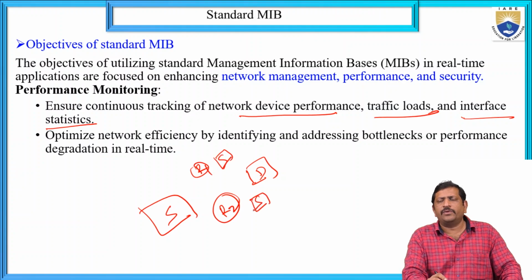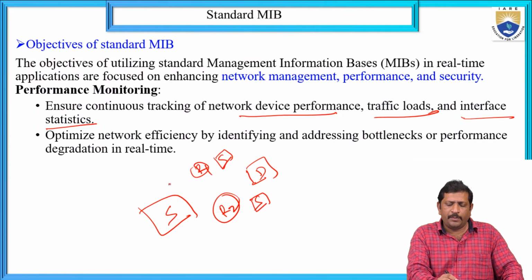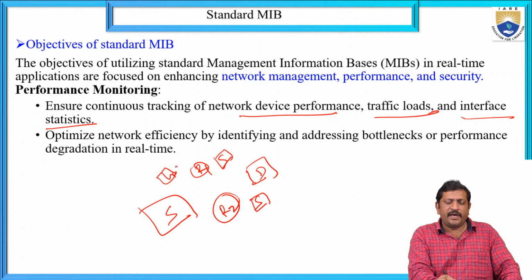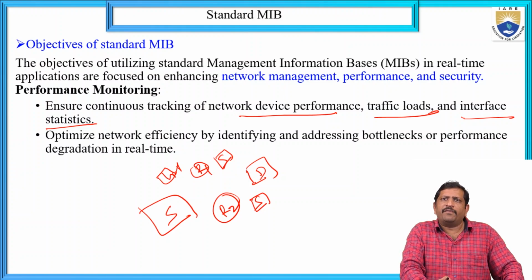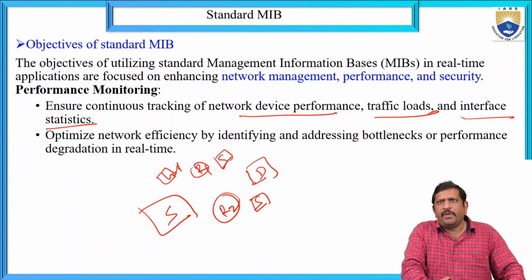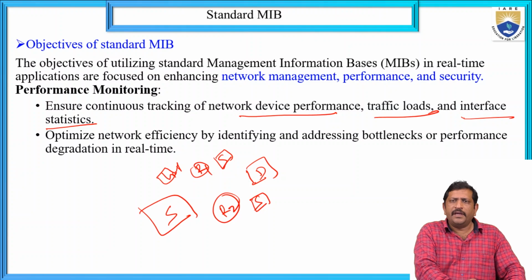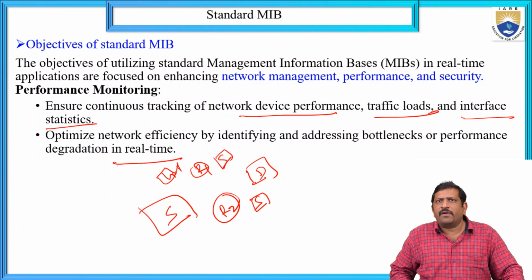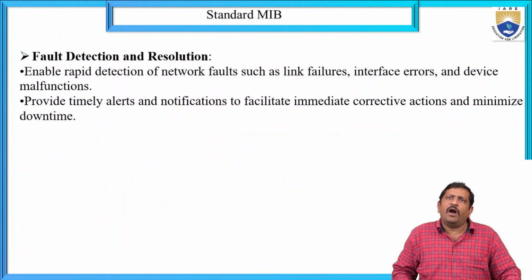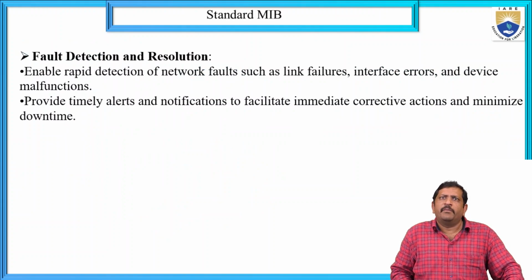Switches we are going to use, and how many hubs we are using. That depends upon the intermediate devices. So we can monitor the performance, we can measure the performance of a network and optimize the network efficiency by identifying and addressing the bottleneck and performance degradation in real-time applications. So this is a performance monitoring objective, and fault detection and resolution can be measured.